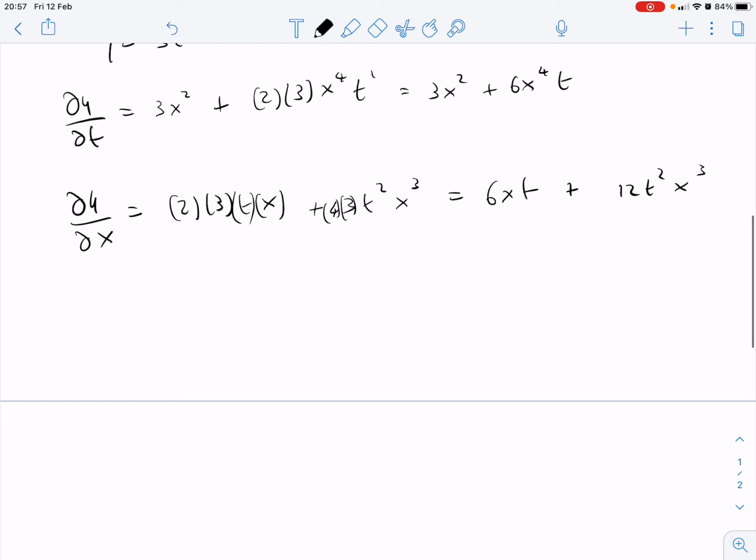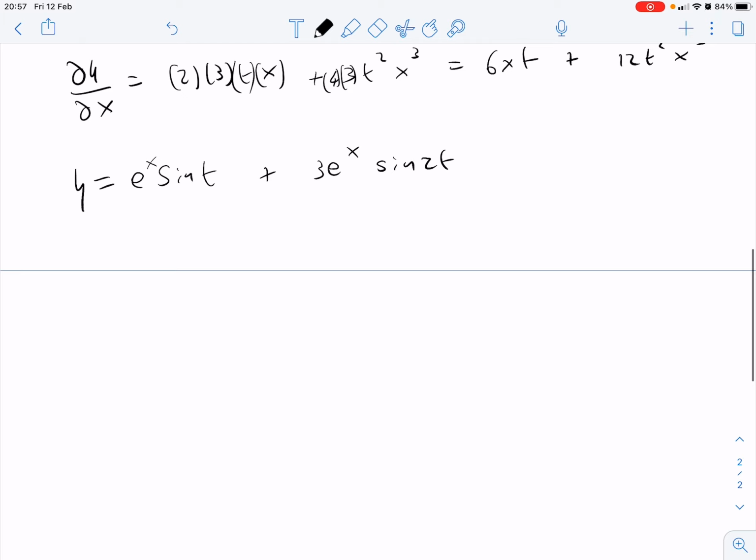Now let's do one more, and we're going to do one involving sine. So y equals, no, I said I was going to do sine, didn't I? So y equals sine t. You know what? I'm just going to throw an e to the x in there, so why not? Plus 3e to the x sine 2t. Let's make this hard.